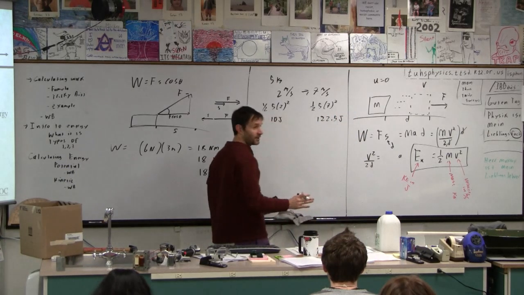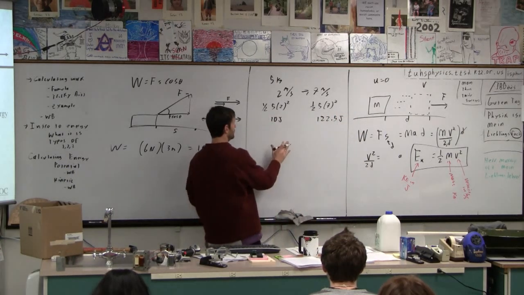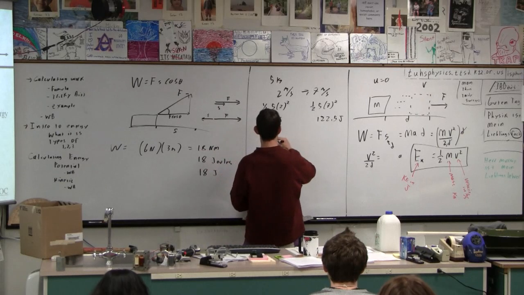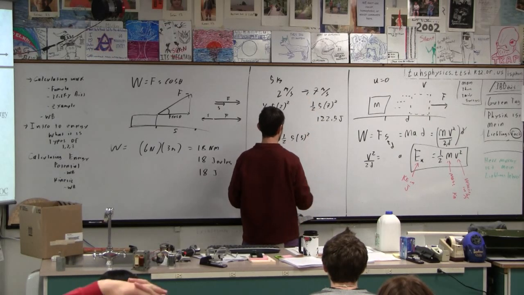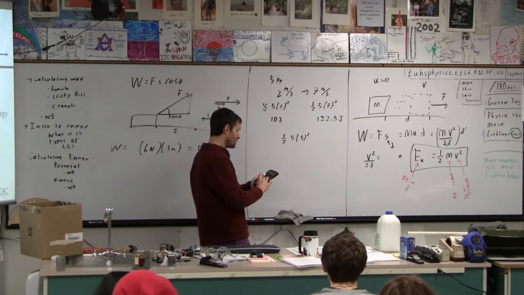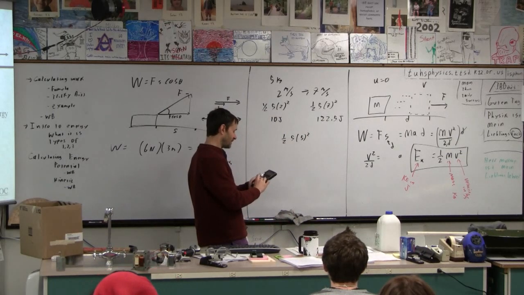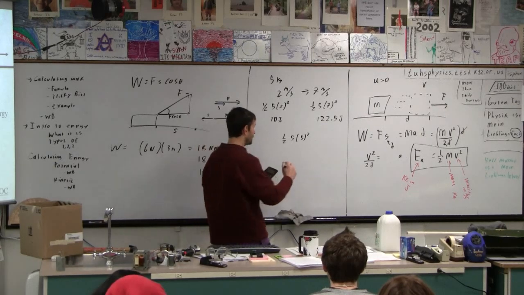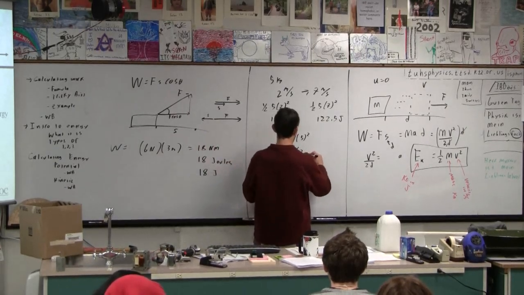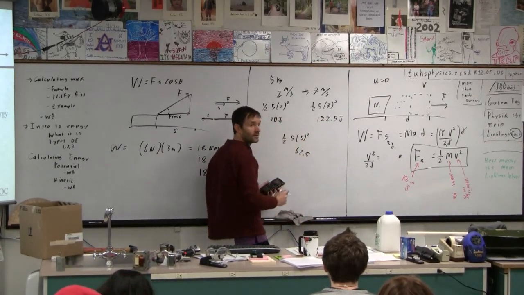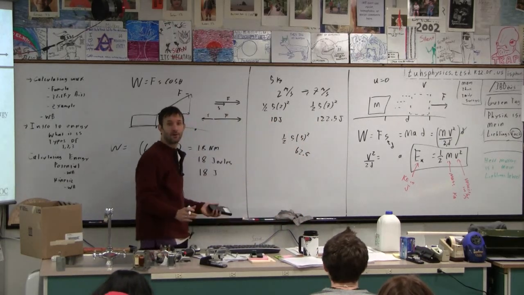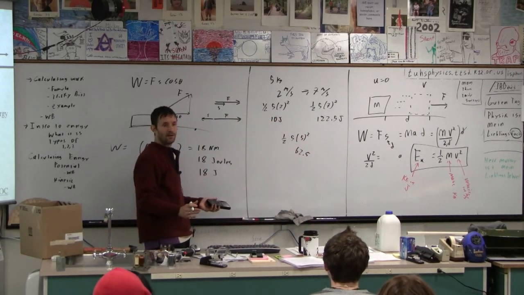Right? What people are tempted to do, and this just doesn't work, is they're tempted to say, well, this change in kinetic energy is 1/2 times 5 times, well, what's the difference here? 5 squared, right? This doesn't work. Let me just convince you of this. 1/2 times 5 times 5 squared is 62.5. Is that the difference between these two? No, it just doesn't work.